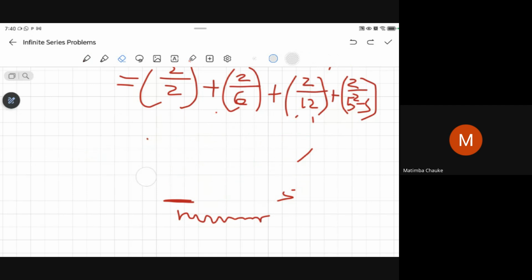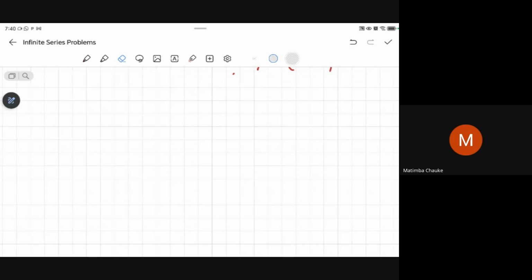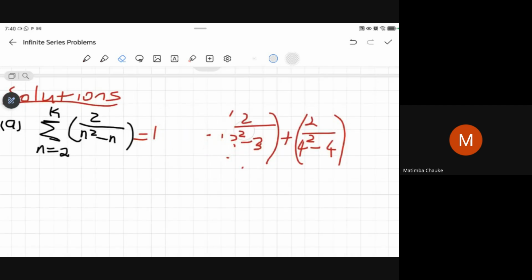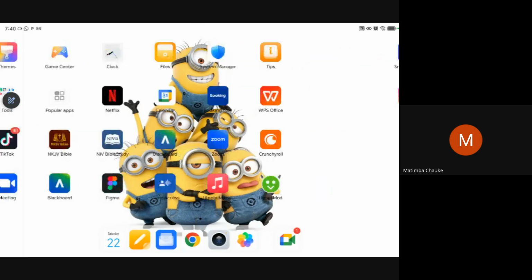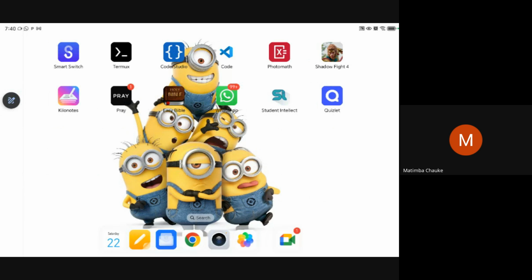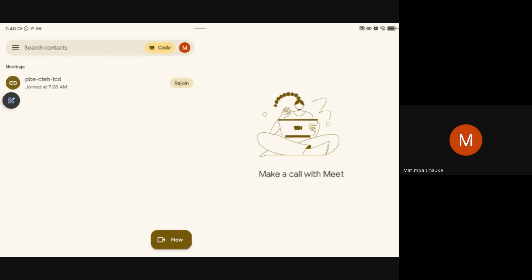So the test that we can consider, ask yourself: can I be able to factorize the denominator? I should ask myself that question. Can I be able to factorize the denominator? That is the question that you should be asking yourself, right? So that is the question I should be asking myself.